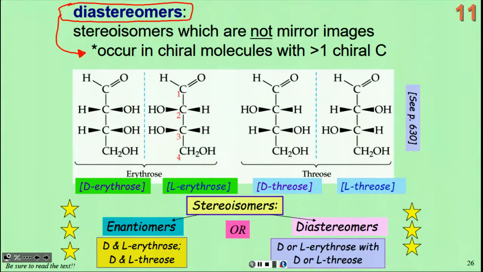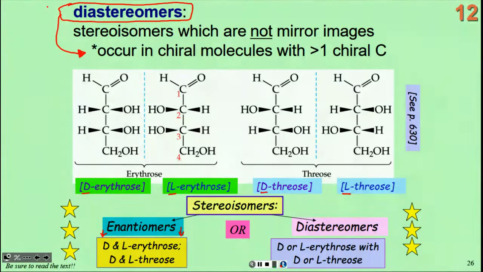So in these compounds, there were 2 chiral carbons, the 2 middle carbons. And the 2 erythrose forms have names. They're D and L erythrose. The 2 forms of threose are also D and L. Each of those D and L forms are described as enantiomers. The D and L erythrose are enantiomers of one another. The D and L threose are enantiomers of one another. But there are also diastereomers.